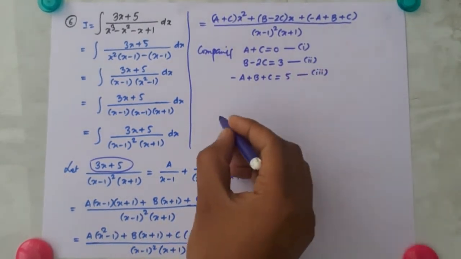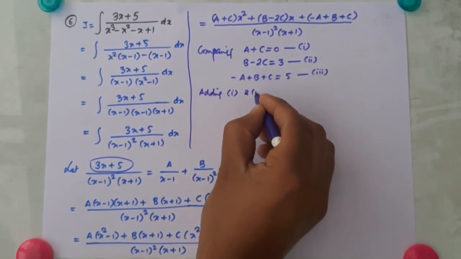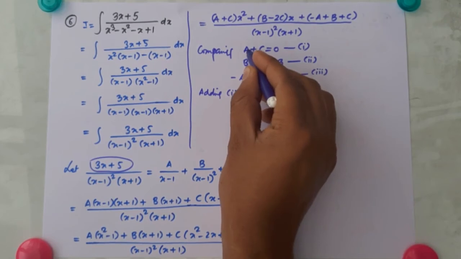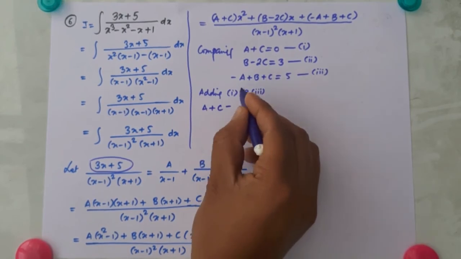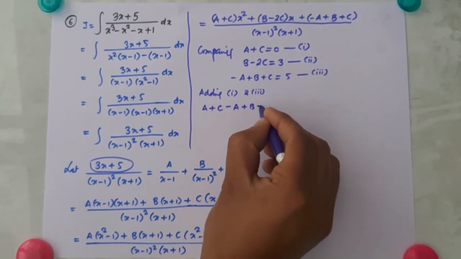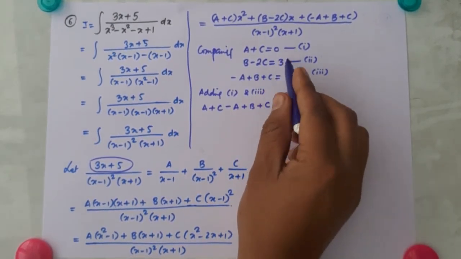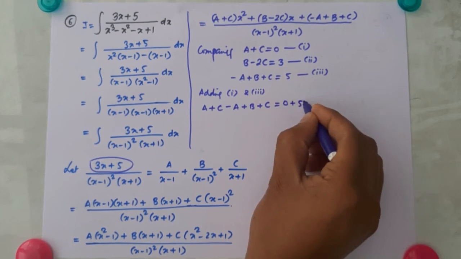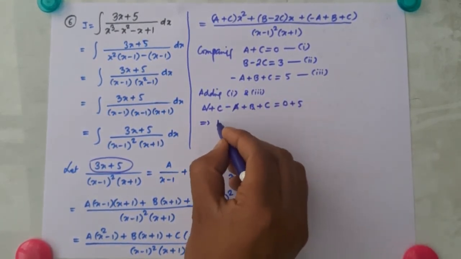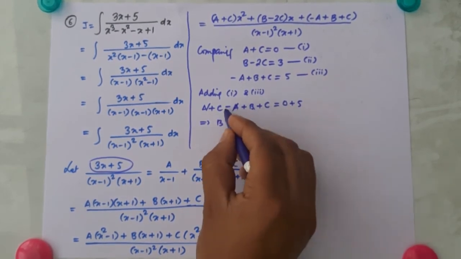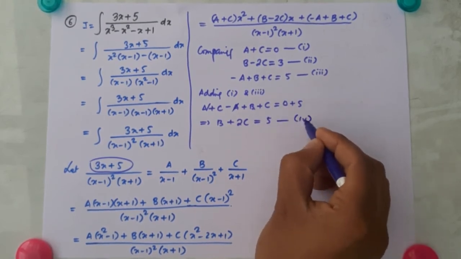Okay, so what I am going to do is add 1 and 3, because I see here is plus a, here we have minus a, so they'll get cancelled if I add them. So we have a plus c minus a plus b plus c is equal to, see here carefully, 0 plus 5, isn't it? Okay, so minus a and this gets cancelled, so you get b plus 2c, isn't it? So b plus 2c turns out to be 5. Let me call this equation number 4.